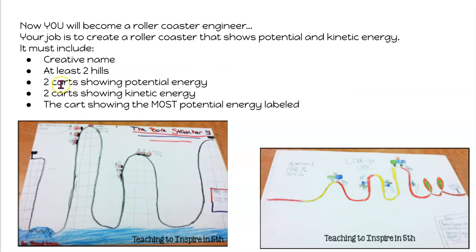On your roller coaster, you need to have 2 carts that show potential energy and 2 carts that show kinetic energy. That means you have 4 cars total on your roller coaster, each labeled with potential or kinetic energy. The one cart that shows the most potential energy should be labeled. For example, in this picture you see here, this car that I'm circling has the most potential energy because it's at the highest point in that roller coaster. So get to creating, submit your roller coaster, and we can't wait to see your creations.